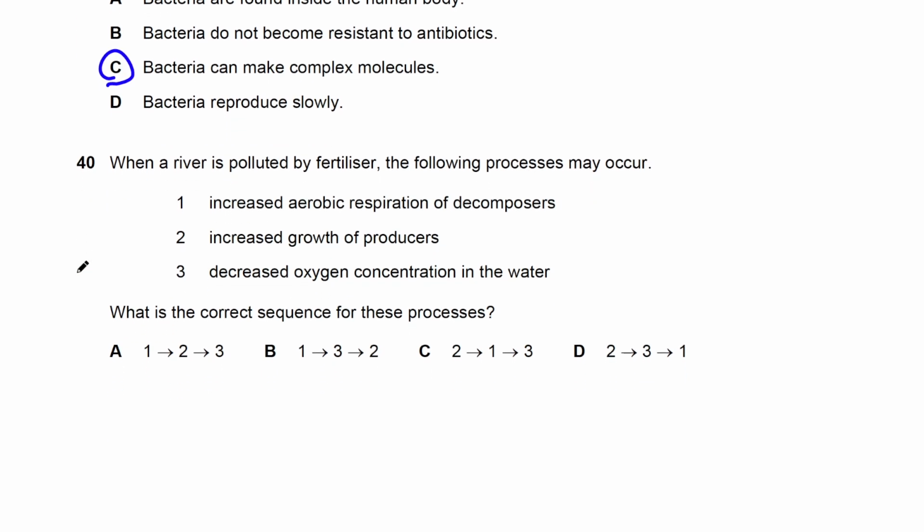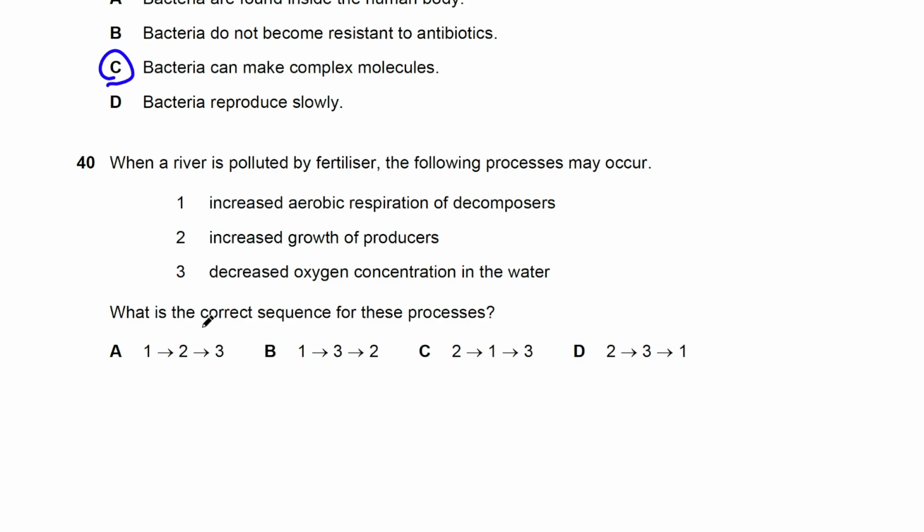Let's move to question 40. When a river is polluted by fertilizer, the following processes may occur. Let's read them. 1, increased aerobic respiration of decomposers. 2, increased growth of producers. 3, decreased oxygen concentration in the water. What is the correct sequence for these processes? Actually, this is eutrophication. Very simple, like the growth of algae.